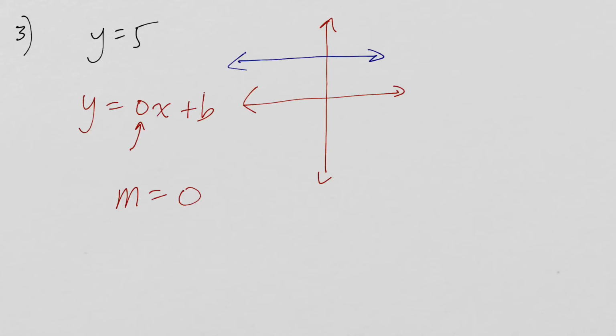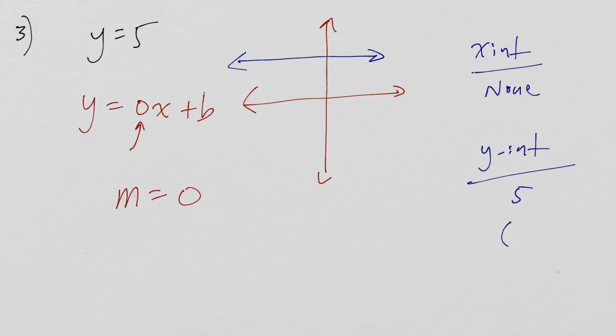So there, the y-intercept, what do they want first? They want the x-intercept first. There's none. It doesn't cross the x-axis. The y-intercept, of course, is 5. Or you could say as an ordered pair, it's (0, 5). And there's our slope.